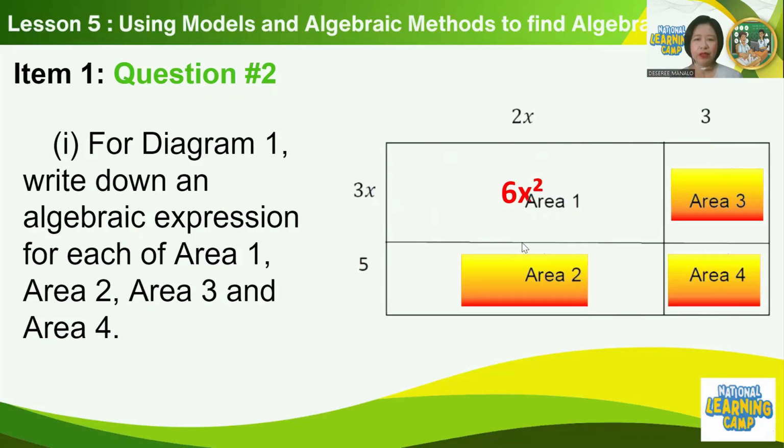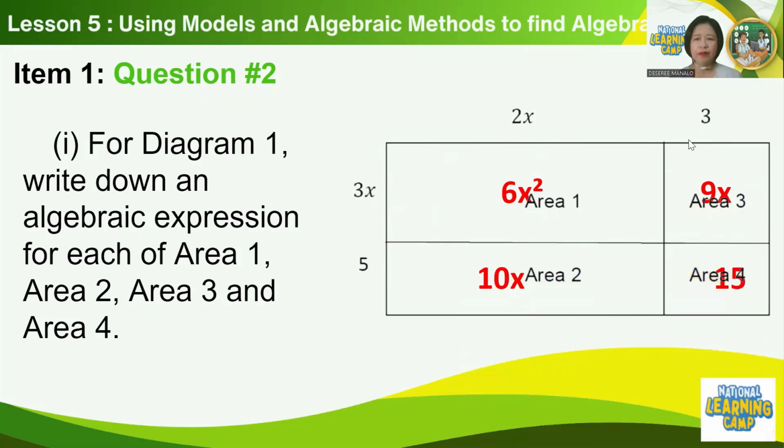Next, for area 2, our answer is 10x. Why? Just multiply 2 times 5 equals 10x. Area 3, our answer is 9x. How did we get 9x? 3 times 3x equals 9x. For area 4, 15. So 3 times 5 equals 15.